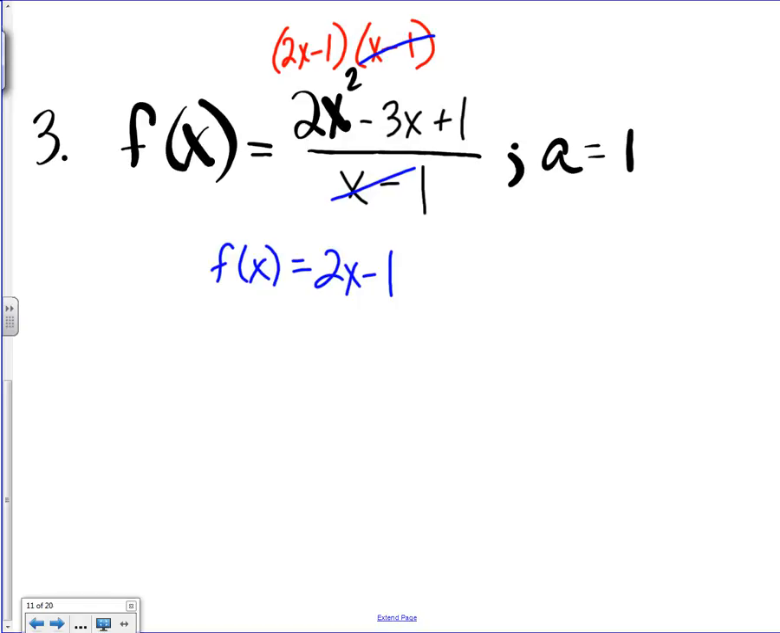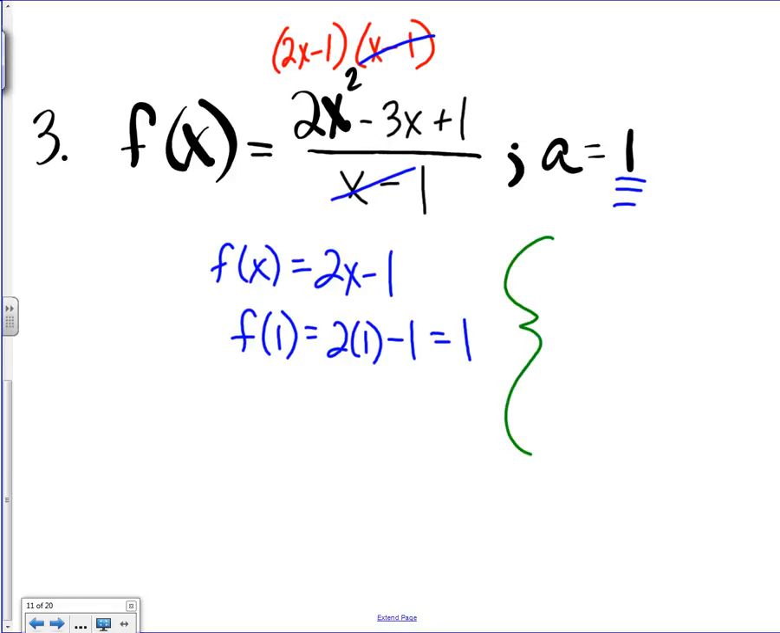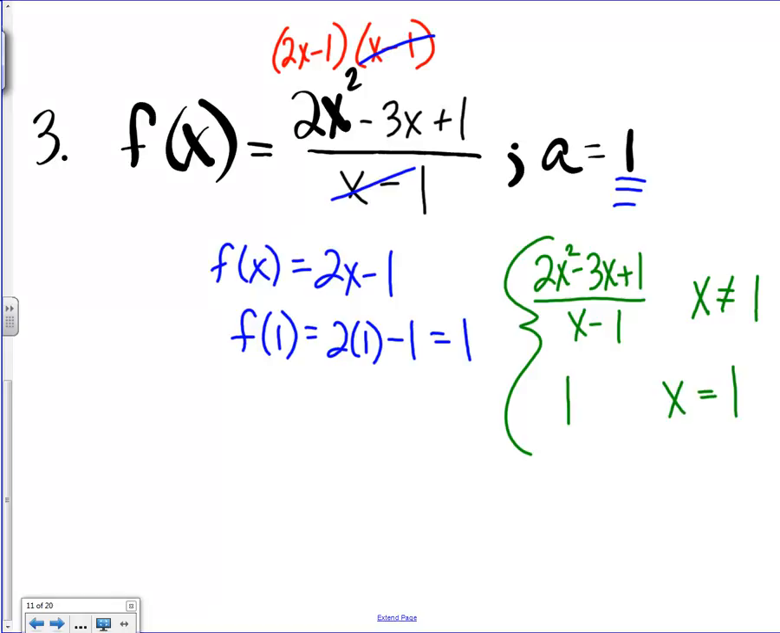So if I want to redefine it, I have to figure out what value I need my function to be. And if you plug that in, you will get 1. So for my new function, I'm going to redefine it so we fill the hole. The original function is for everything that's not 1. And my new function tells me where to fill in the hole so it is continuous.